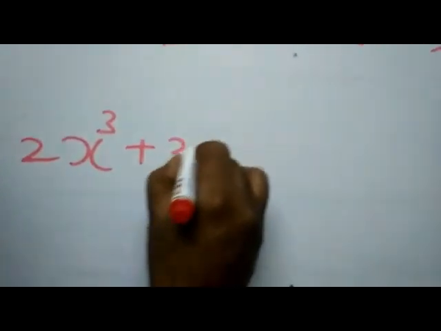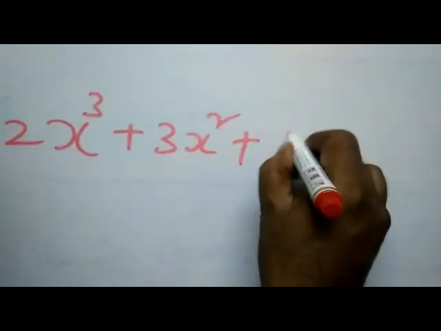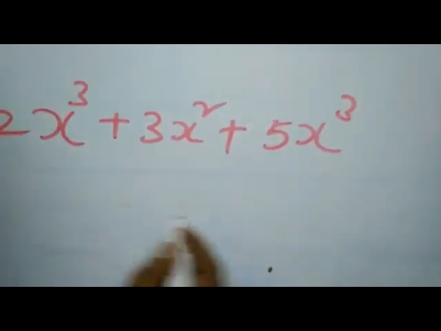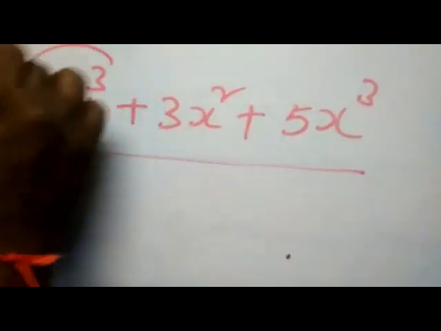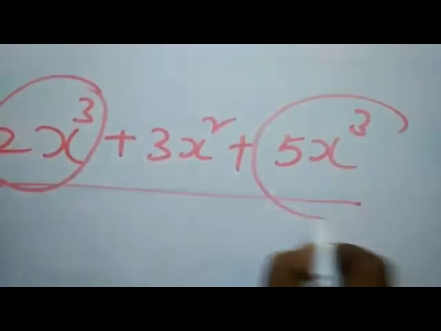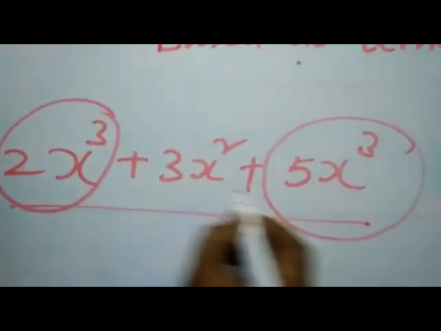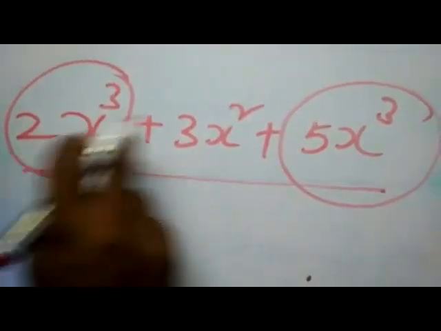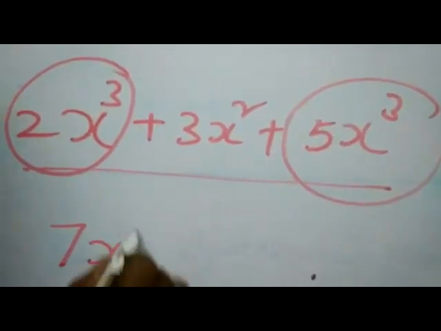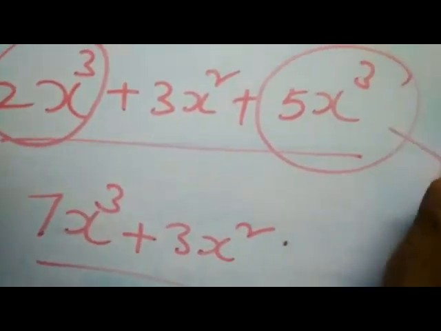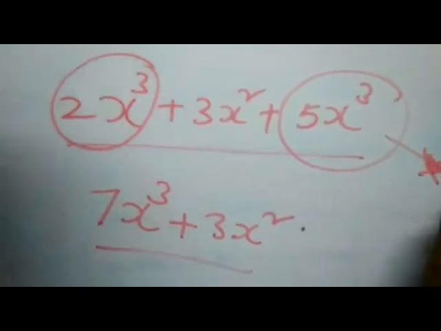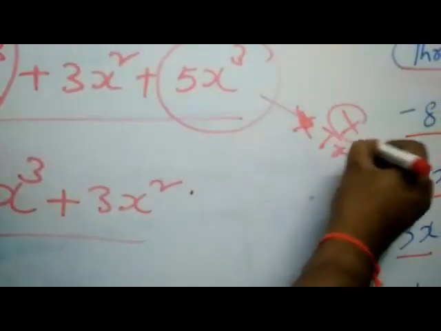Just listen. Suppose they give 2x cube plus 3x square plus 5x cube. It is not a trinomial. Why? Because this is an x cube family member, and this is also an x cube family member. If you add these two, 2x cube plus 5x cube is equal to 7x cube, and 3x square is left. That's why it is not a trinomial.